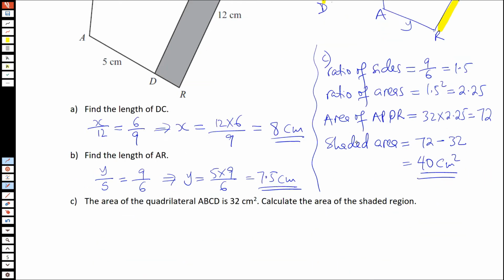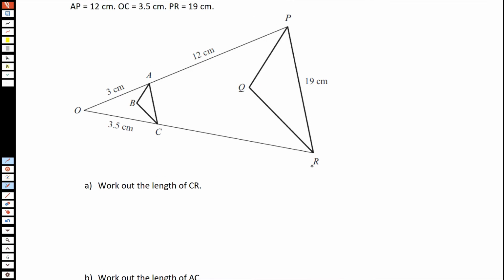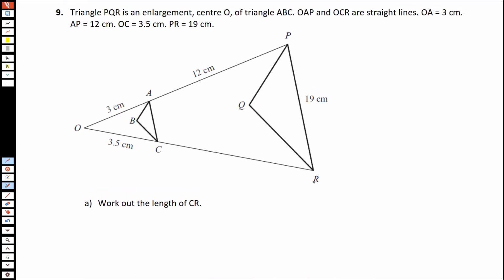All right, so let's move to number 9. In number 9, we have triangle PQR, which is an enlargement of triangle ABC. And the first question is work out CR.